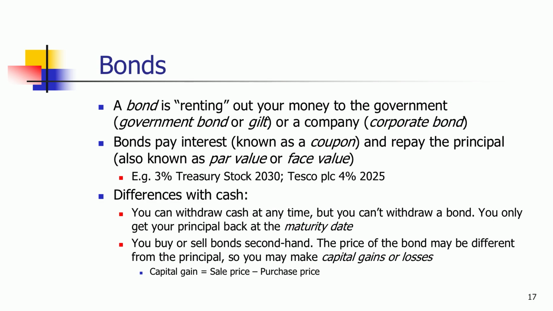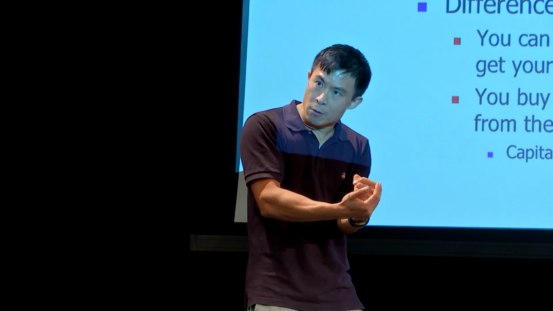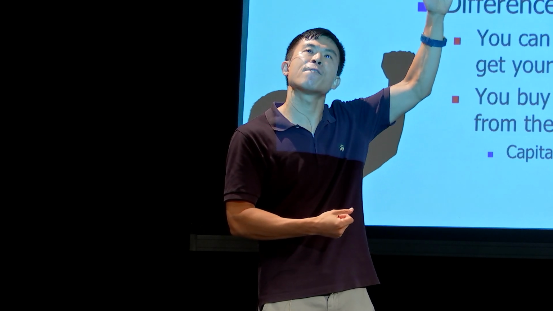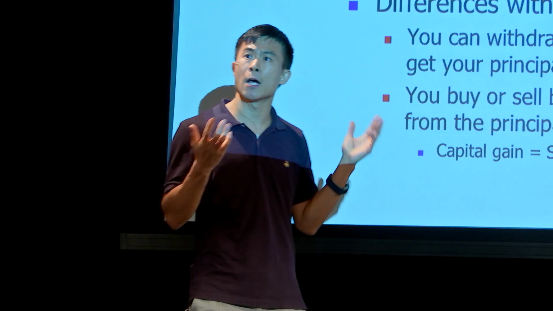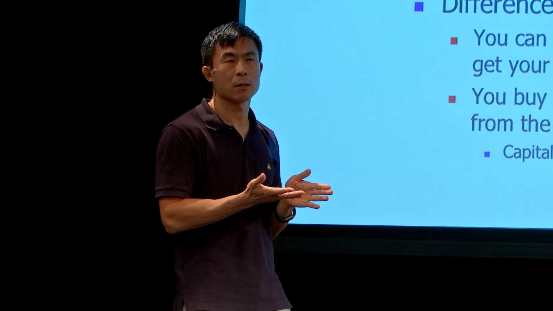What is a capital gain? That's the difference between what I buy something for and what I sell something for. And if I sell it for more than I buy, this is known as a capital gain. Obviously, the opposite is known as a capital loss. So what this means is that unlike a bank account where the only source of return is your interest, with a bond, there are two sources of return that you can get. First, you're getting back your interest every year, just like with a bank account, but you can also get a capital gain or loss if you sell the bond for a different price than what you bought it for.